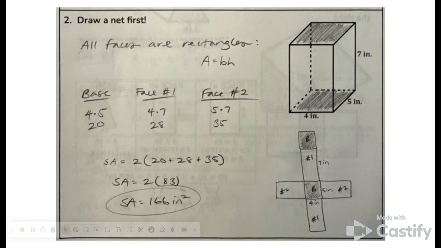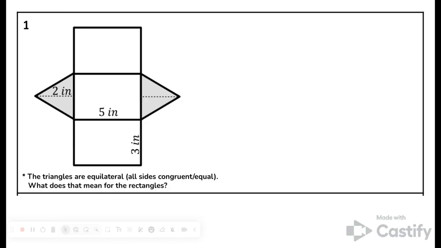All right, turn the page in your packet so that you are looking at this example for the surface area of triangular prisms. This one, you were told that the triangles are equilateral, so all the sides are congruent or equal. What does that mean for the rectangles? We know this side is 3 inches, so this must also be 3 inches because those will meet up together when you fold the shape.